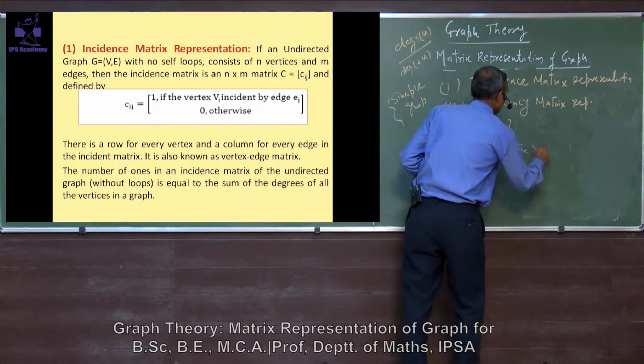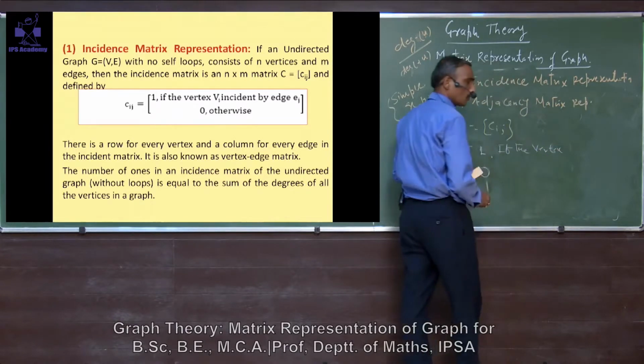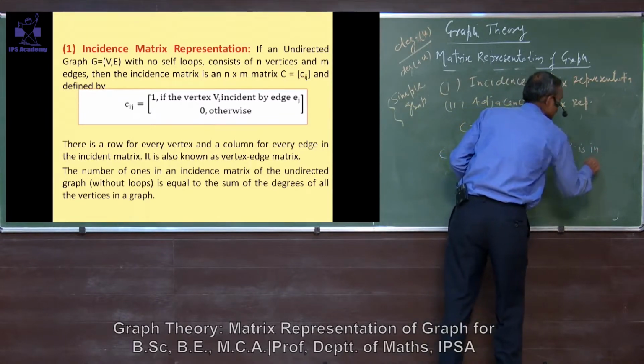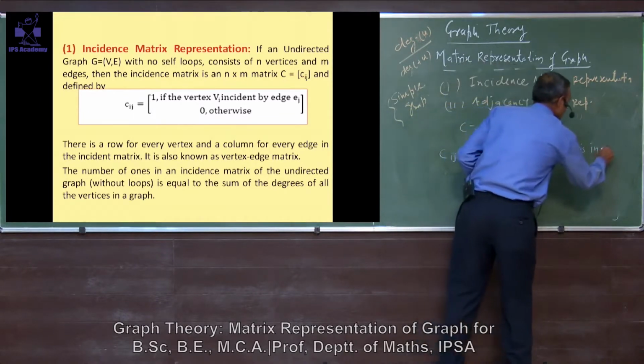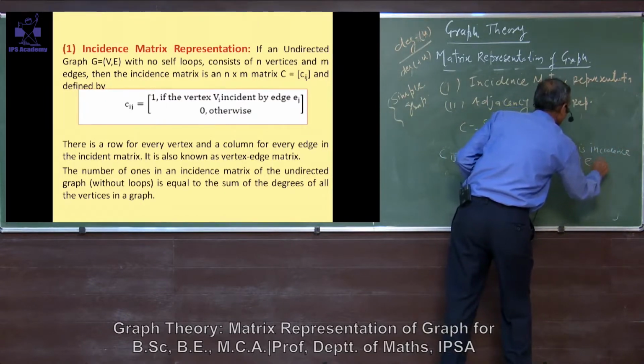It will be 1 if the vertex Vi is incident by edge Ej.